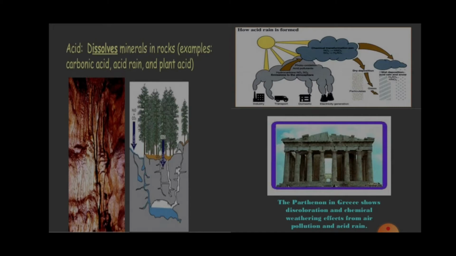So I have an example here, the picture of the Parthenon in Greece, which shows discolorations and chemical weathering effects from air pollution and acid rain. So that is what will happen when chemical weathering reacts.